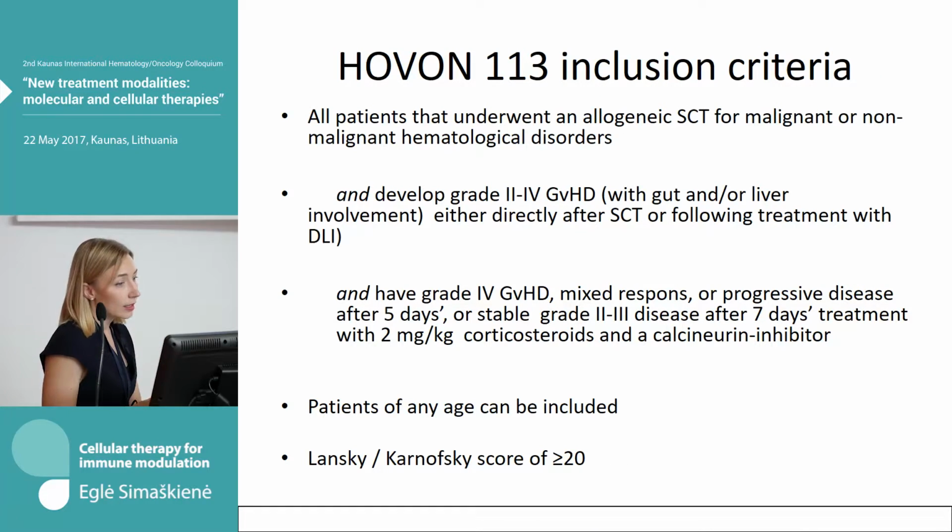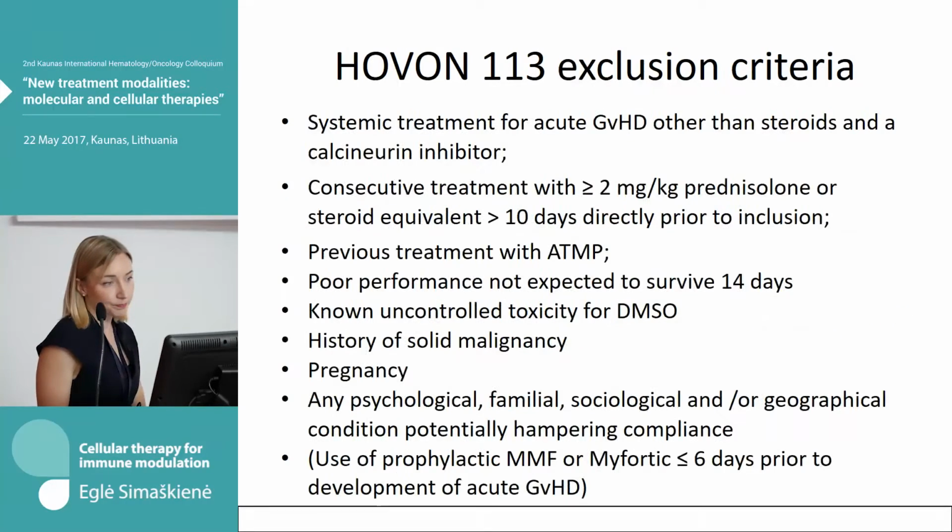Inclusion criteria are all patients that underwent an allogeneic stem cell transplantation for a malignant or non-malignant hematological disorder and developed grade 2 to 4 graft versus host disease with gut and/or liver involvement, and have grade 4 graft versus host disease, mixed response or progressive disease after 5 days, or stable grade 2 to 3 disease after 7 days of treatment with 2 milligrams per kilogram corticosteroids and a calcineurin inhibitor. Patients of any age can be included, and they should have a Karnofsky score of more than 20.